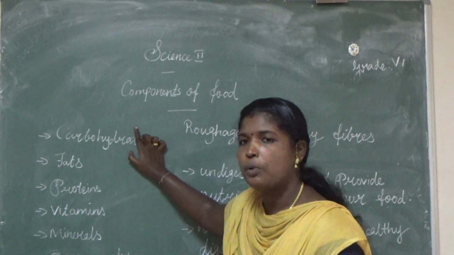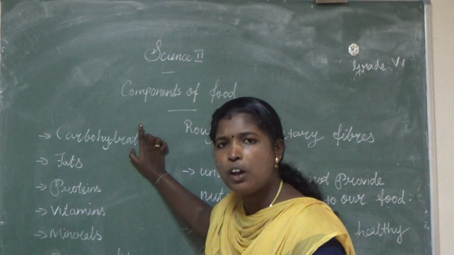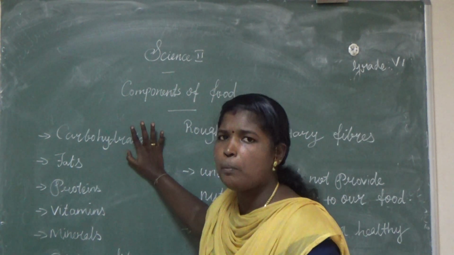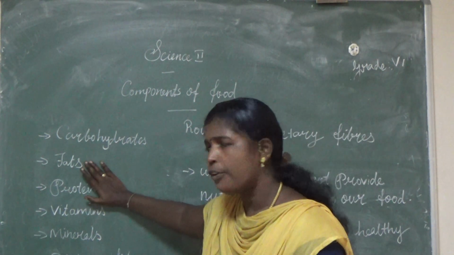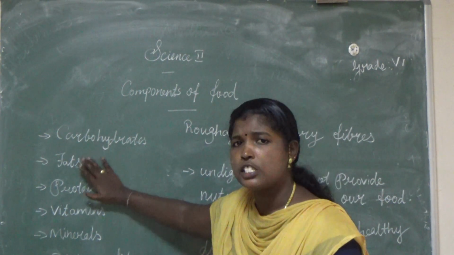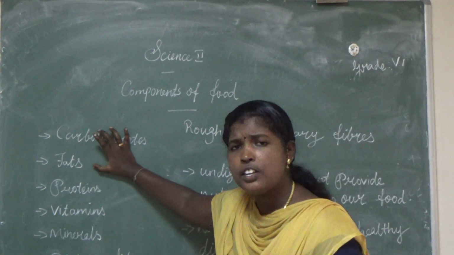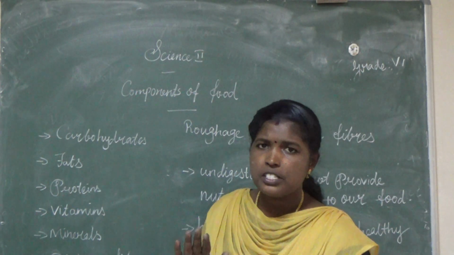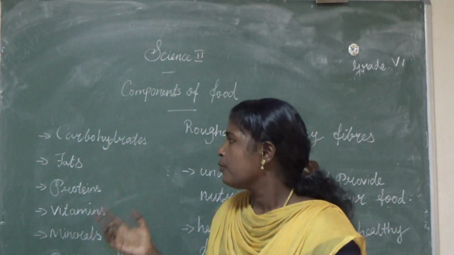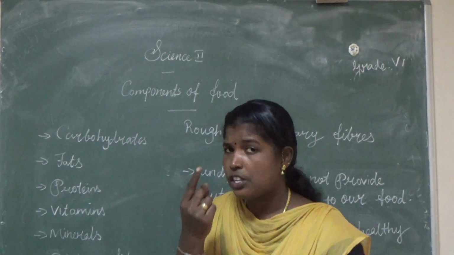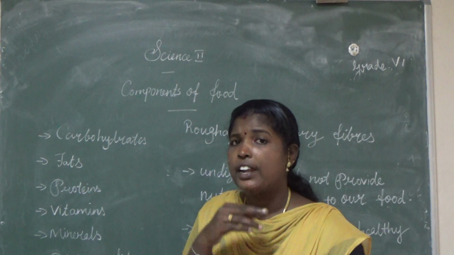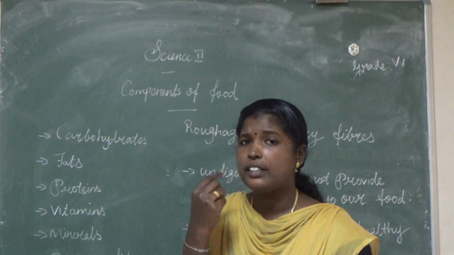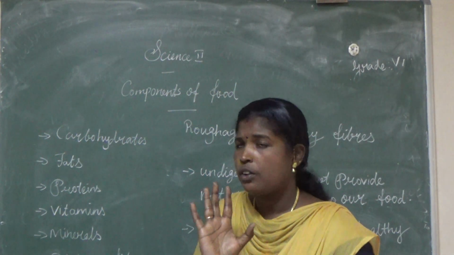What are the types of carbohydrates present in food? Simple carbohydrates and complex carbohydrates. Simple means sugar, complex means starch. Both carbohydrates and fats provide energy to our body. What are the types of fat? Saturated and unsaturated fats. Which fat is solid and which is liquid? Saturated fat is in solid form and unsaturated fat is in liquid form.